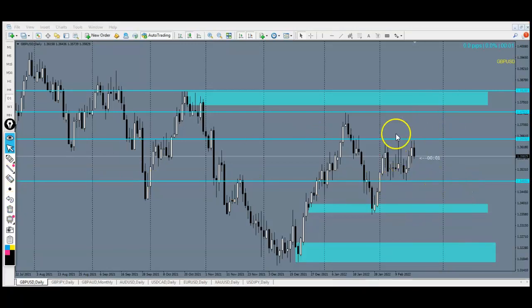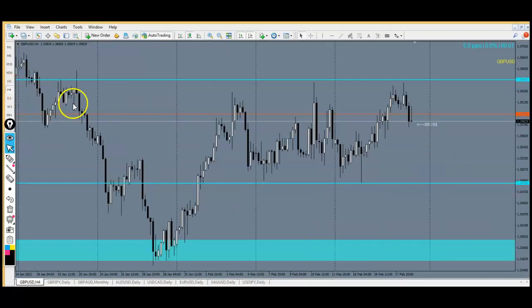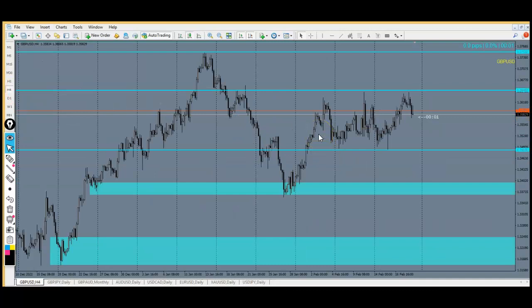Okay, so let's go to the 4-hour time frame and see if we have anything interesting there. So we've marked out our levels from the daily time frame, and see how nicely those levels just hit the mark there. So very nice.